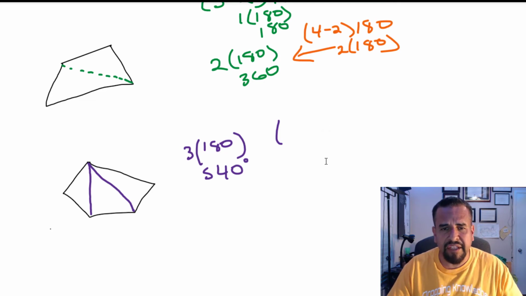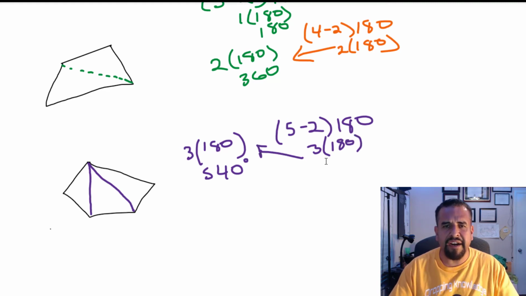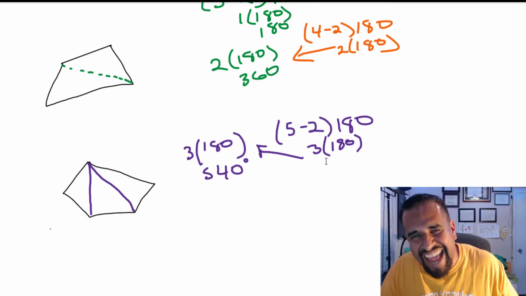But anyway, let's go back to this. How many sides did we say we have? 1, 2, 3, 4, 5. So 5 minus 2 times 180, which is 3 times 180, which is exactly what I did there. See that?